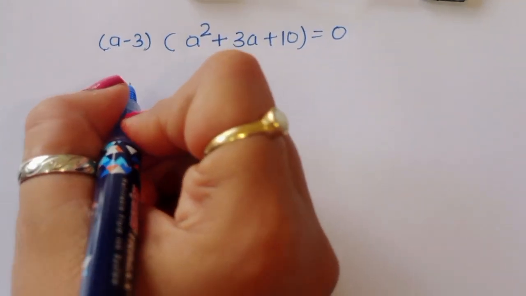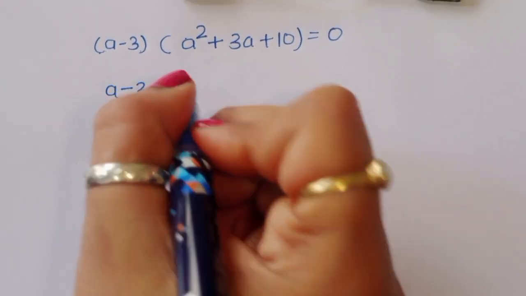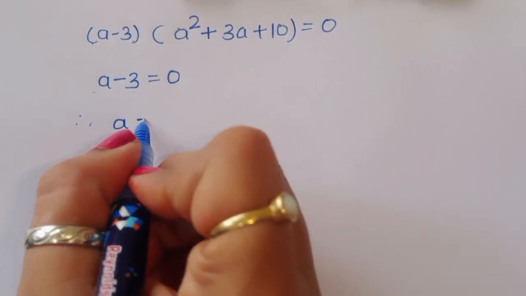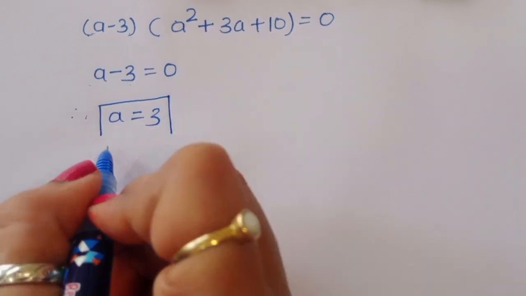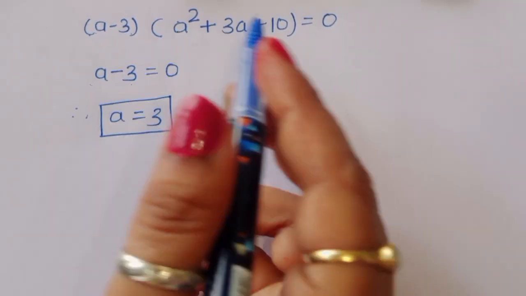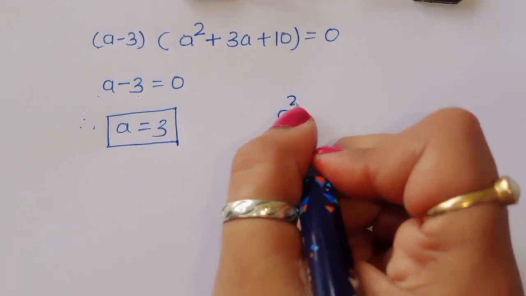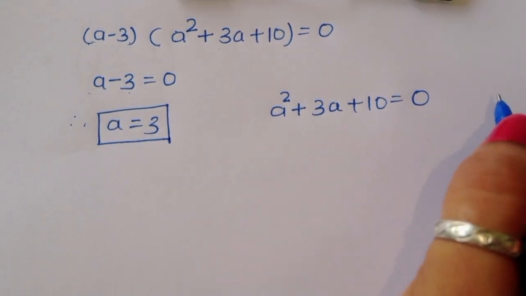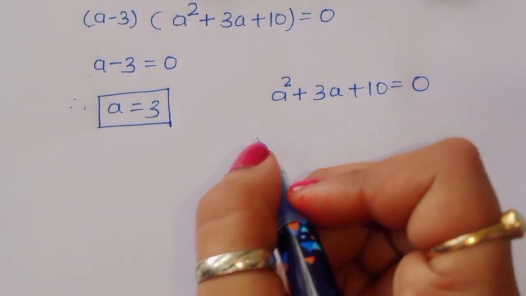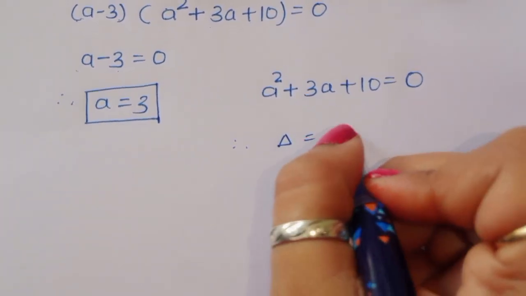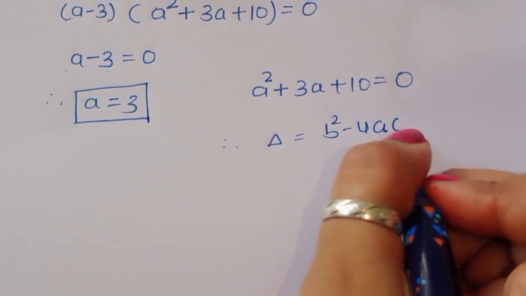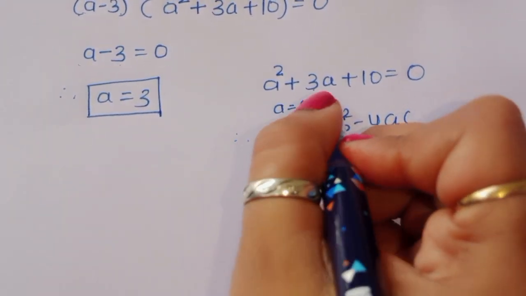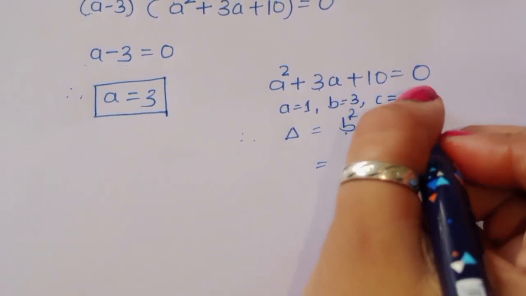Taking the first equation, a minus 3 is equal to 0, therefore a is equal to 3. This is the first value of a. Now the next term, a square plus 3a plus 10 is equal to 0, right? We can do one thing: we know the formula b square minus 4ac, where a is equal to 1, b is equal to 3 and c is equal to 10, right?